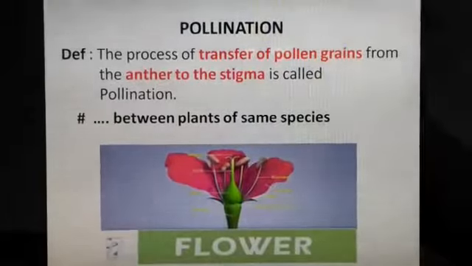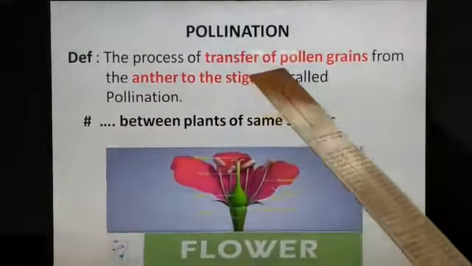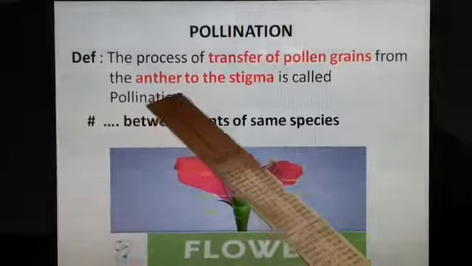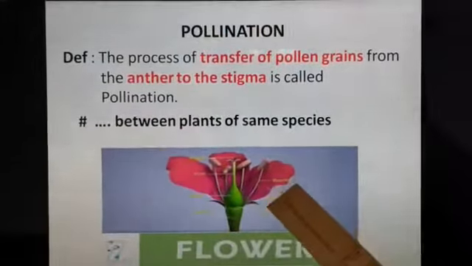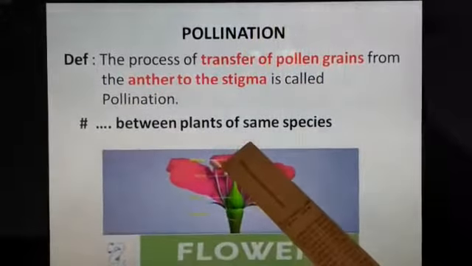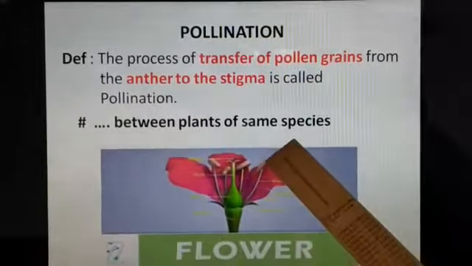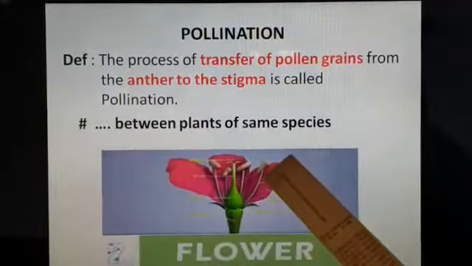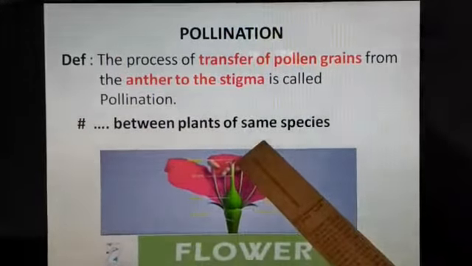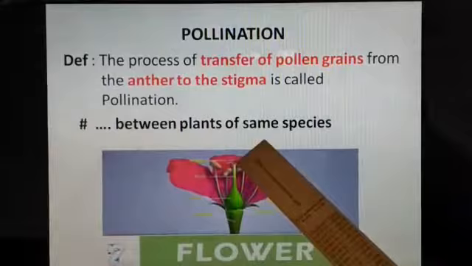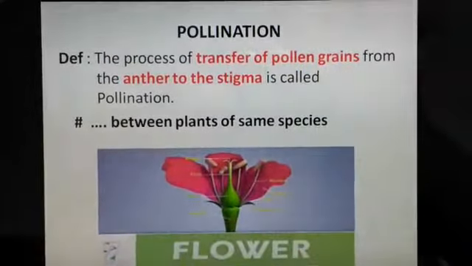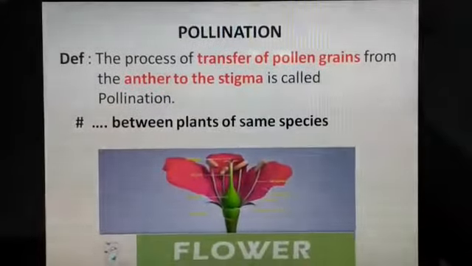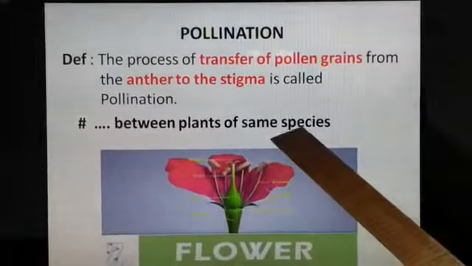Pollination is defined as the process of transfer of pollen grains from the anther to the stigma. Here are anthers and stigma shown in this bisexual flower. Anther is at the tip of stamen, the male part of a flower, and stigma is the top part of the female part of the flower, that is carpel. One more thing to be noted here is that pollination takes place either within the same plant or between plants of same species.